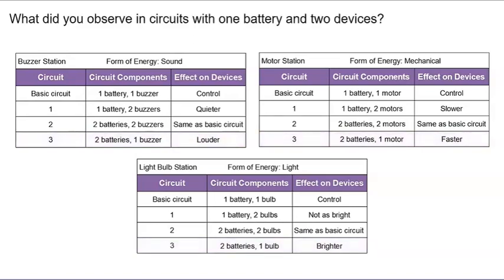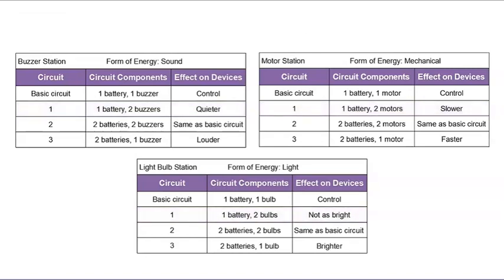What did you observe in circuits with 1 battery and 2 devices? When we use more devices than batteries in a circuit, each device transforms less energy, right? In the circuit with 1 battery and 2 buzzers, the buzzers were quieter. In the circuit with 1 battery and 2 motors, the motors were slower. And when we had 1 battery and 2 light bulbs, the bulbs were not as bright as in the control.